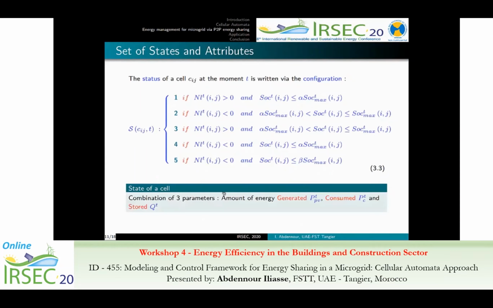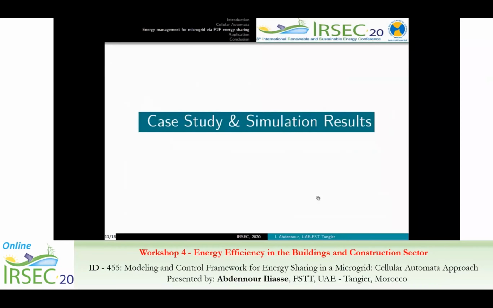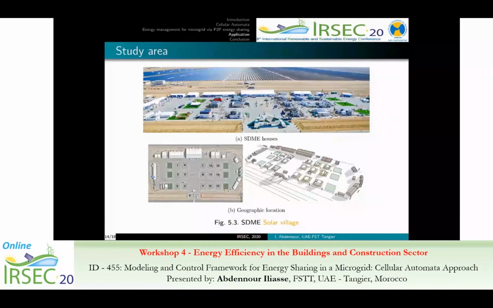We can say that the state of a cell is a combination of 3 parameters: the amount of energy generated by renewable means, the energy consumed by load, and the energy stored in the batteries. We can of course compute the 3 parameters using equations 3.4, 3.5, and 3.6, and to validate our model we have used the collected data of Solar Decathlon Middle East 2019.